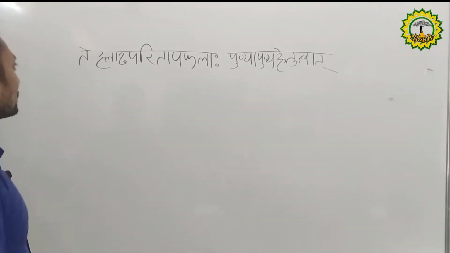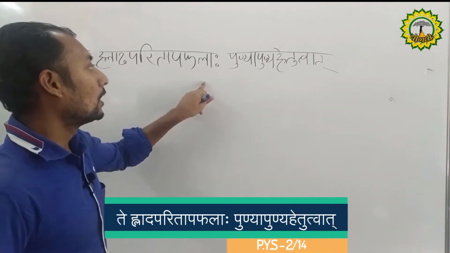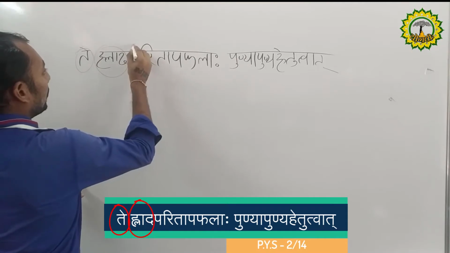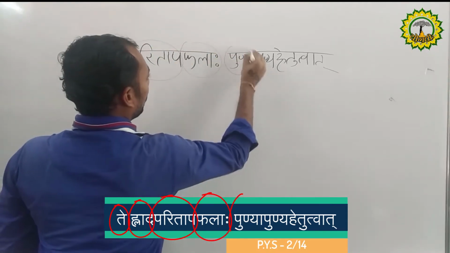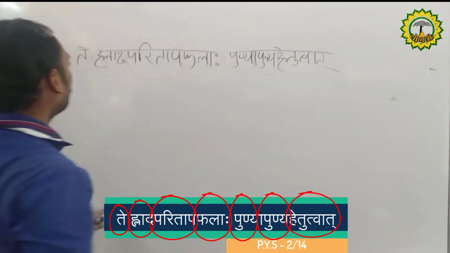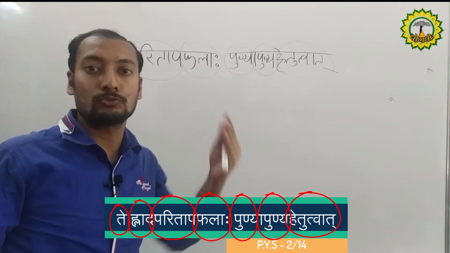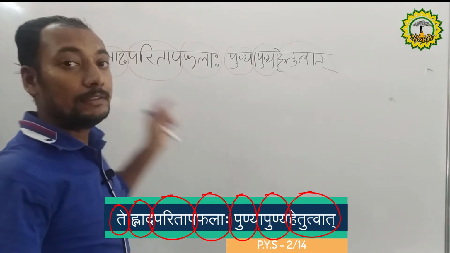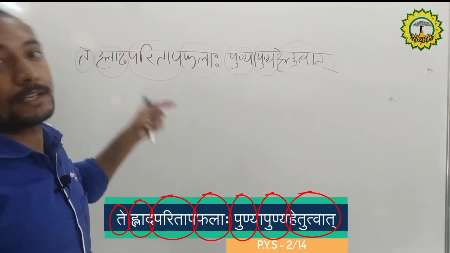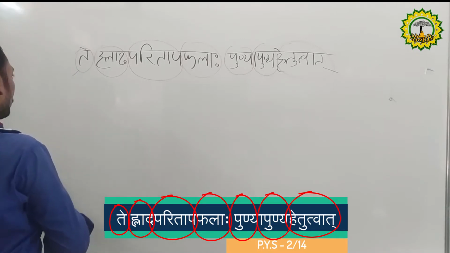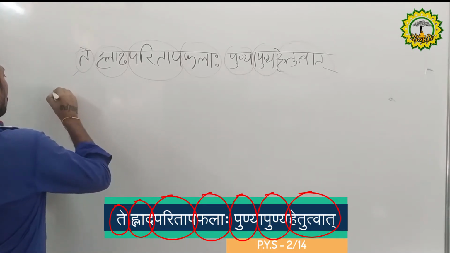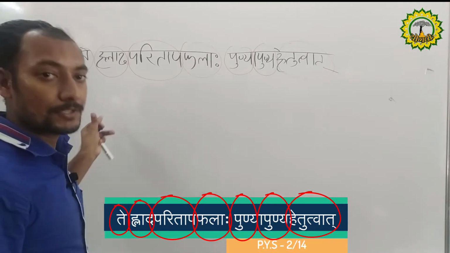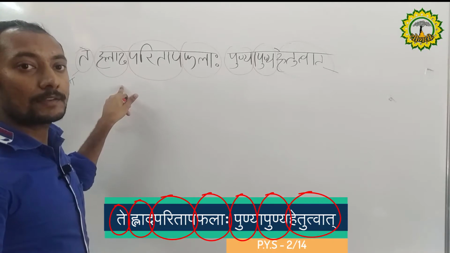Let's see. The sutra tells: te hlada paritapa phalaha punna apunna hetutvat. Te. This word te is related to the earlier sutra. The earlier sutra was talking regarding the kleshas, the pancha kleshas: avidya, asmita, raga, dvesha, abhinivesha. So the te, the bahuvachananta shabda, stands for all 5 kleshas. So te means we can take it as pancha klesha, or 5 kinds of obstacles, afflictions. Panchaklesha. Hlada means happiness.